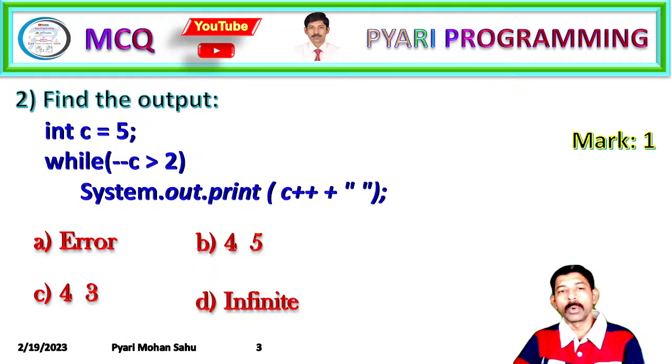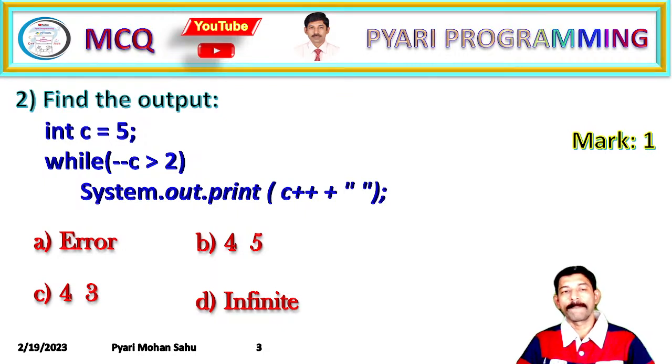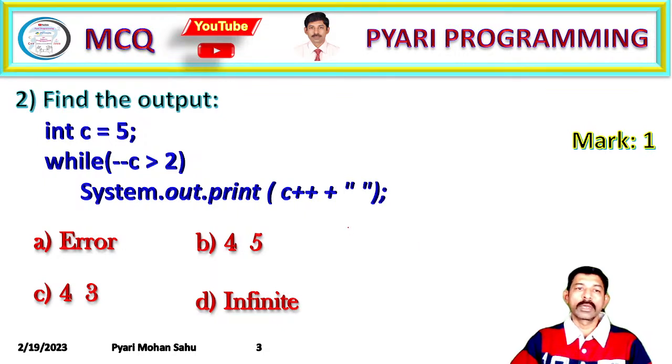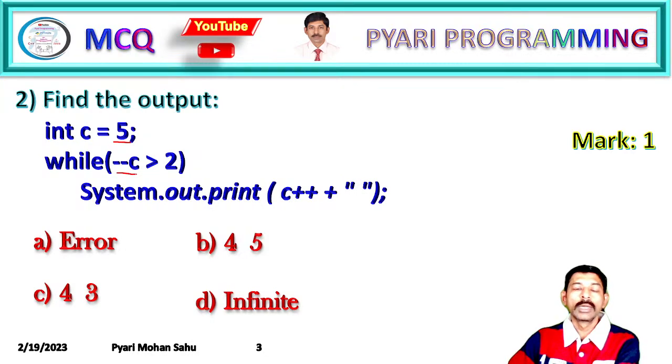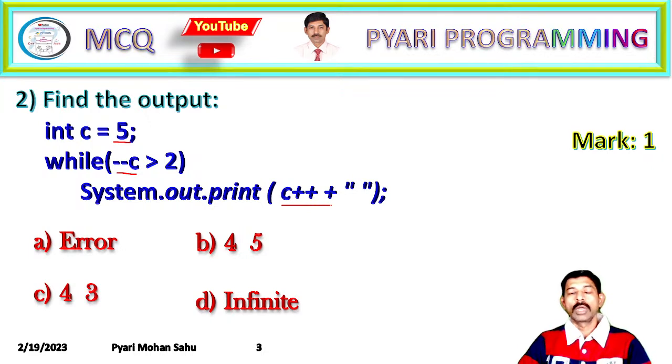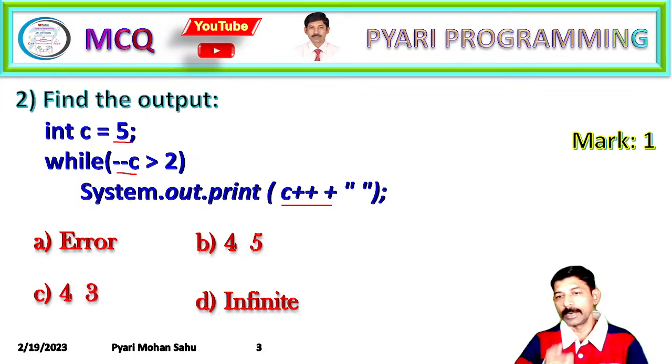Now find out the output. C value is given as 5, the initial value of C. Is it possible to decrease the value inside the variable? Is it pre or post? Everything has to be taken into consideration. C is initially 5. Decrement is done inside the loop. Is it possible or not? If it is possible, it increases again. Is it pre or post? According to that, you have to decide.